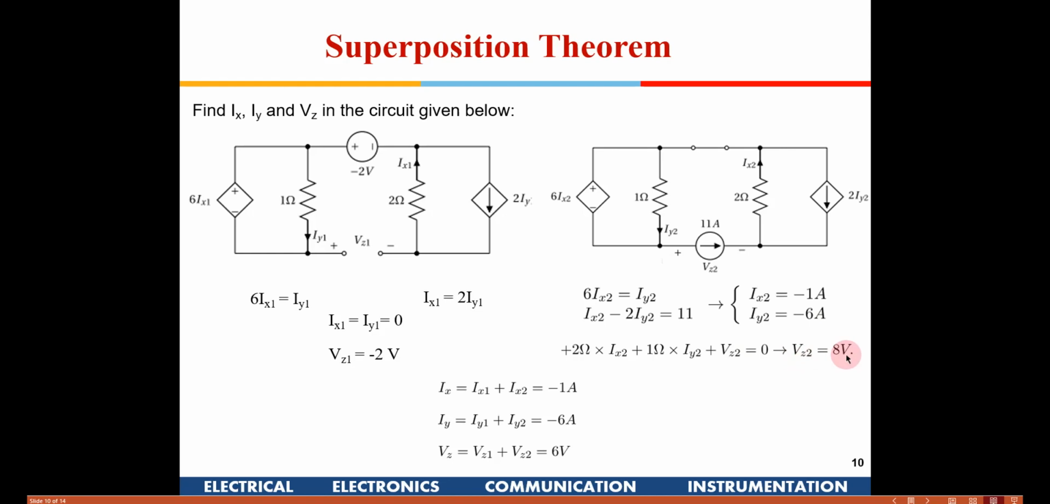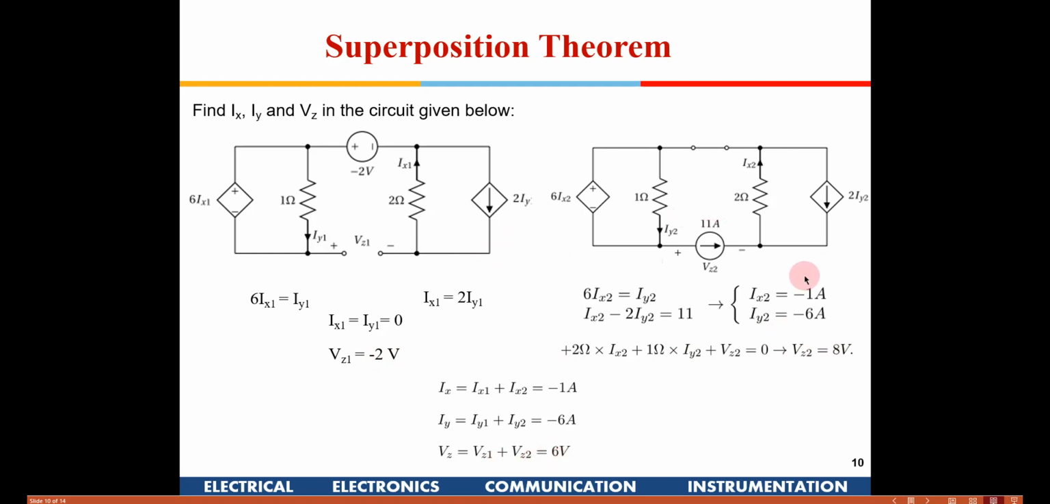Now the superposition theorem says that it is the algebraic sum of these two. So for ix, in the first case we got ix1 equal to 0, so with this minus 1 the final answer also will be minus 1. And iy1 in the first case was 0, and iy2 is minus 6, so the final answer for iy is minus 6 ampere. And Vz, in the first case we got minus 2 volt, in the second case 8. So if you add it up, you will get 6 volt.